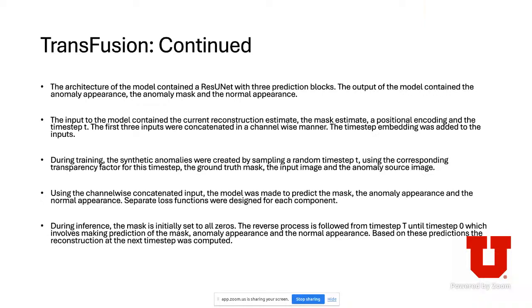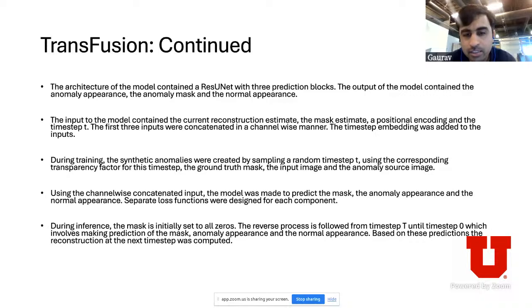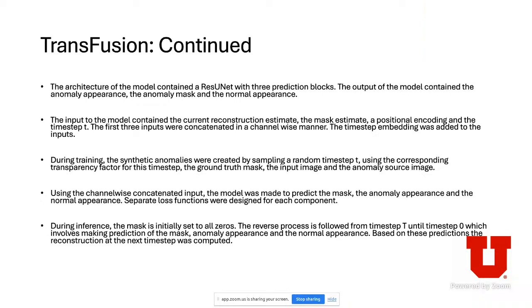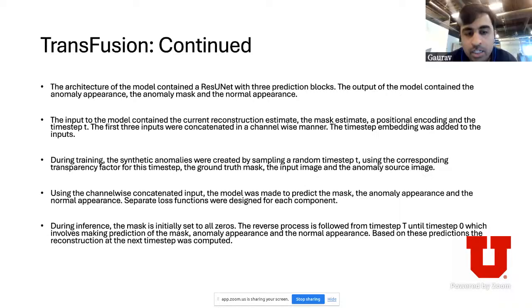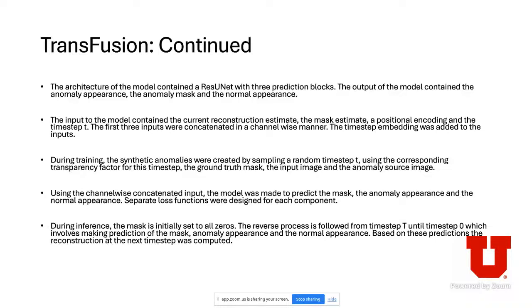Using the channel-wise concatenated input, the model was made to predict the mask, the anomaly appearance, and the normal appearance. Separate loss functions were designed for each. But during inference, the mask is initially set to all zeros. Yes. Okay. So can we come to the figure again?